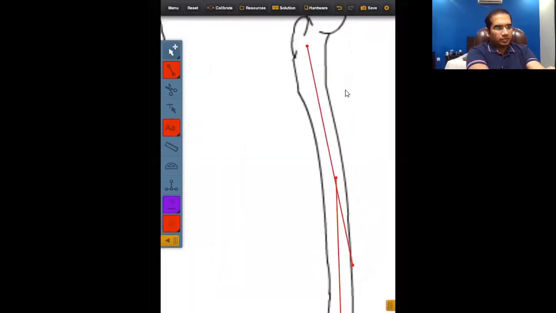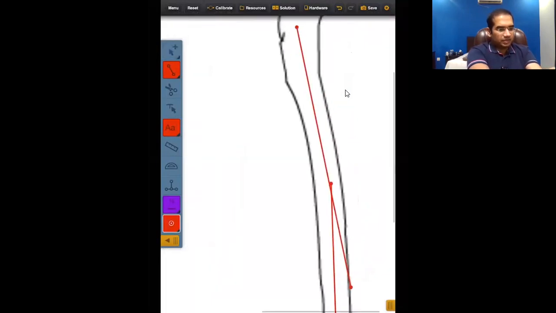Again, the rule for drawing the mid diaphyseal line is the same. First, we mark one point on one cortex, then the opposite cortex, and then the exact center. Again, one cortex, second cortex, and exact center. We simply join these points, and they give us the mid diaphyseal line.